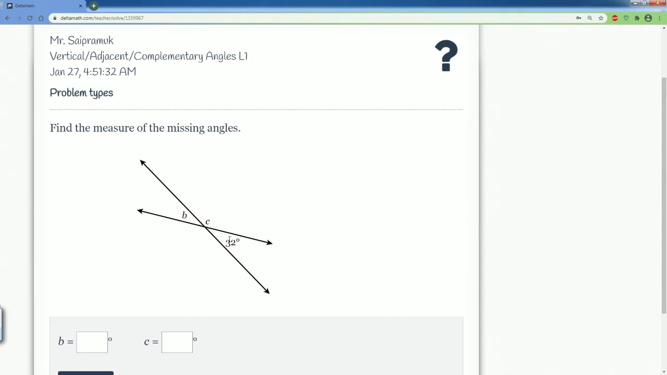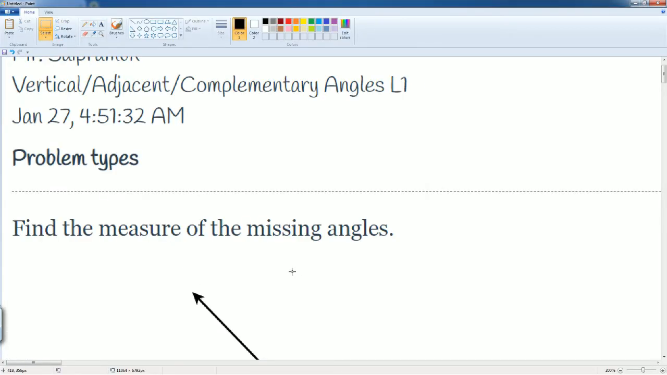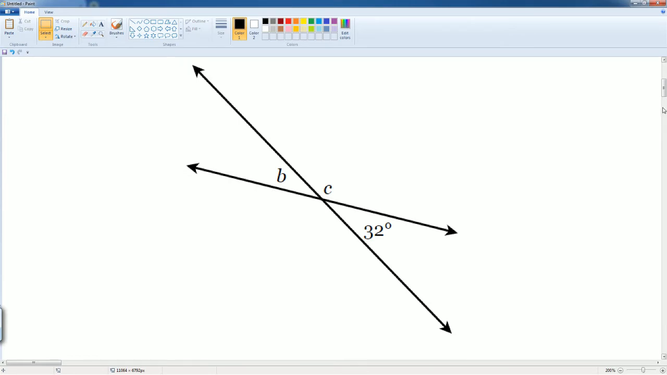Here we have the angle 32, and we're asked to find the missing angles, angle C and angle B. So let's look at the relationship between the angles. We see here that if you reflect angle B across here, you're going to get this angle of 32 degrees. So we would say angle B is equal to 32 because they are vertical angles. They are reflections of each other. They are opposite to each other.